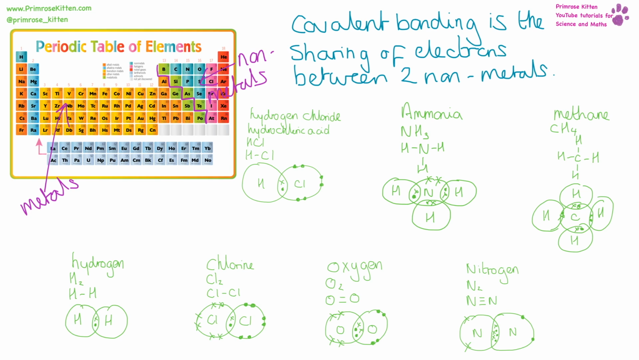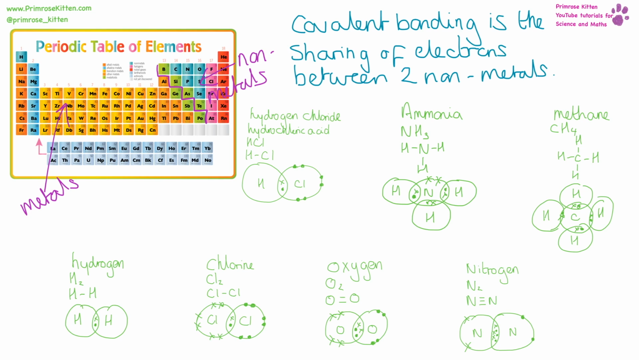Covalent bonding is the sharing of electrons between two non-metals, these up here. And these are the common ones you need to know how to draw. For each of these, you need to be able to give the name, the formula, be able to draw it with lines, and be able to draw the dot and cross diagram. So hydrochloric acid or hydrogen chloride, one element of hydrogen, one element of chlorine. Ammonia, NH3, nitrogen in the middle, 3 hydrogens coming off around the side. Methane, CH4, carbon in the middle, 4 hydrogens branching off it. Hydrogen, H2, very simple one there.